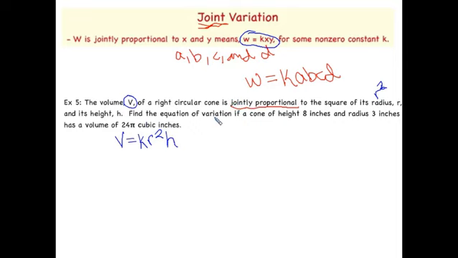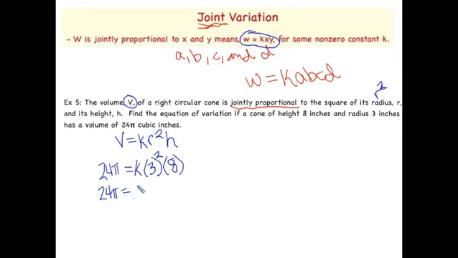Find the equation of variation. That involves us trying to figure out what k is. We need to figure out that constant of proportionality, and they give us some information to help us. If the height is 8 inches, we can put 8 in for our height, and the radius is 3 inches, put that in for r. We need to figure out what k is, so we're going to leave that the same. But they give us a volume of 24 pi. So let's figure out what k is.